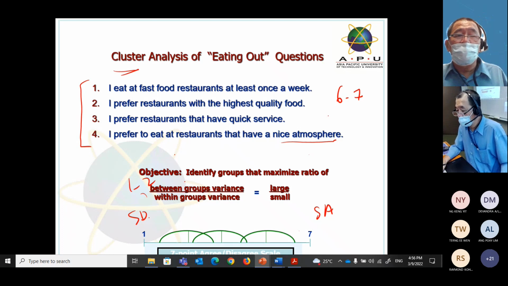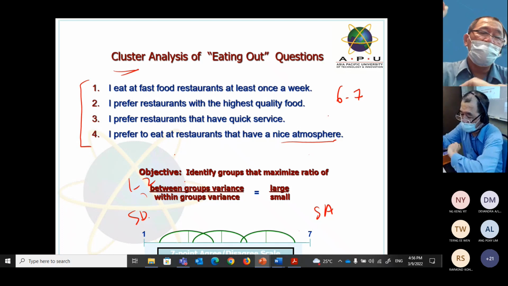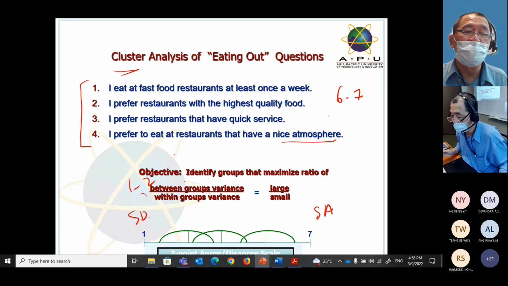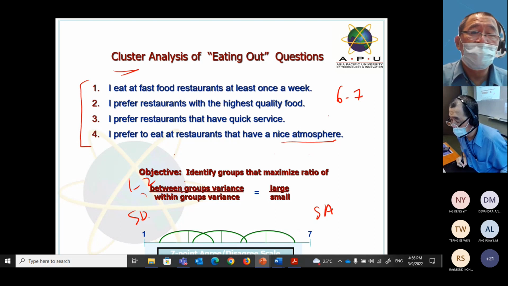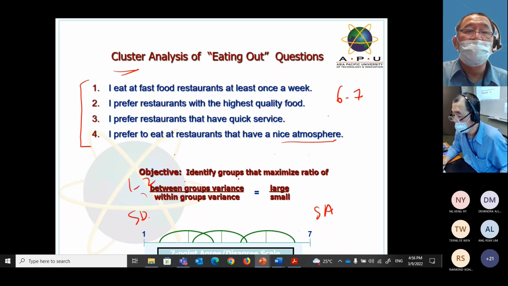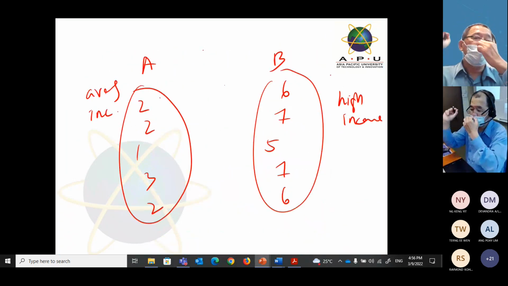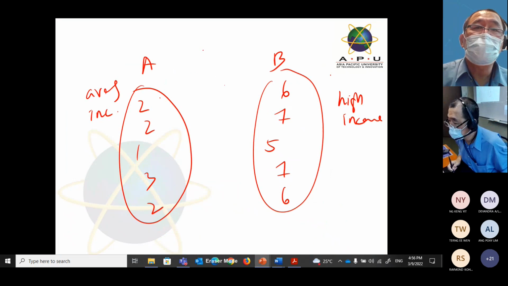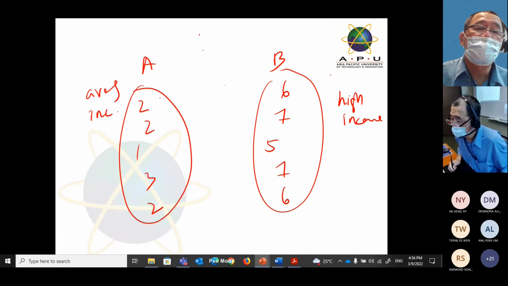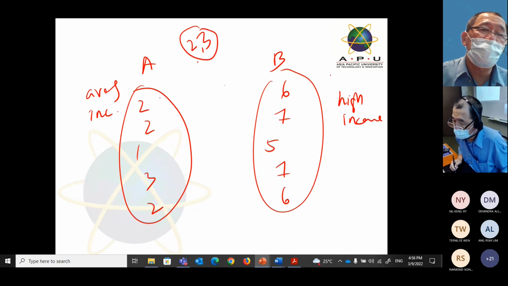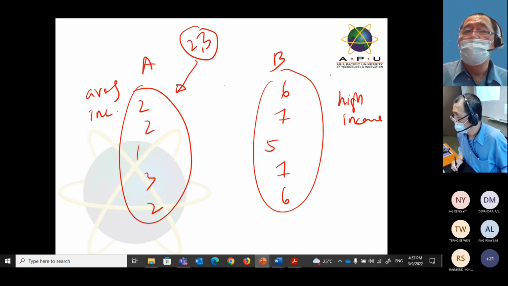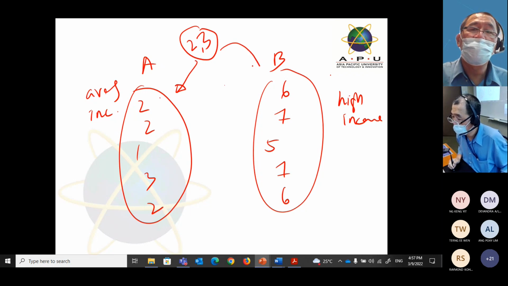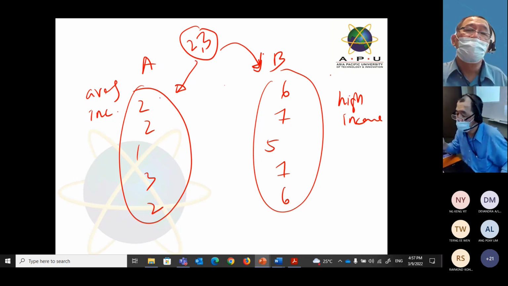So now the objective: you want to identify the groups that maximize the ratio. Maximize the between group variance. Example, let's say this one respondent always answers 3 and 2. You should know this respondent should be put into this category. Because if you put it in this category, what happened? The variance in B will be higher.